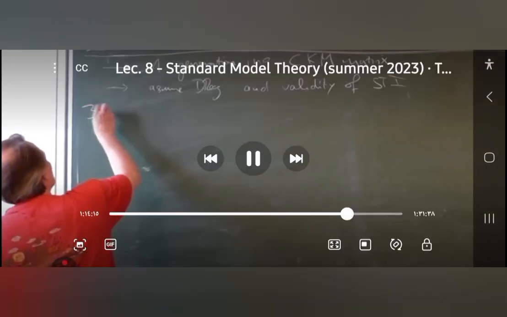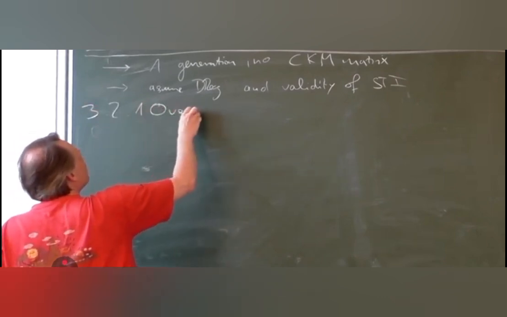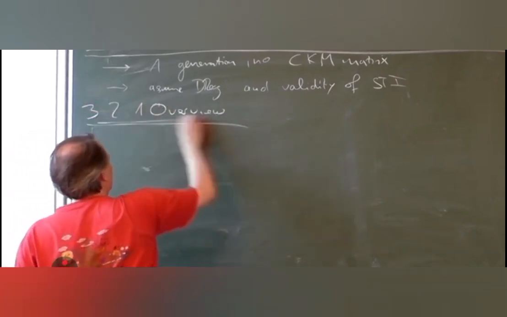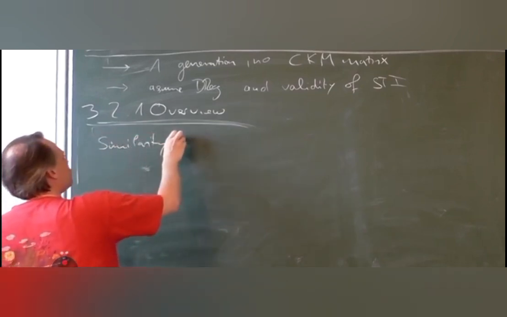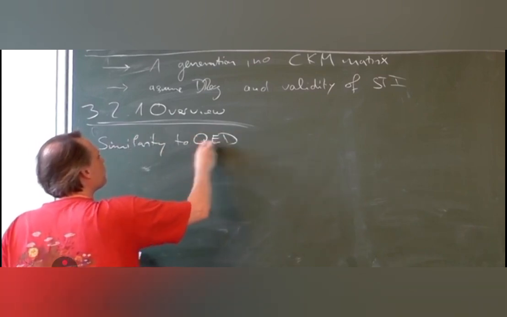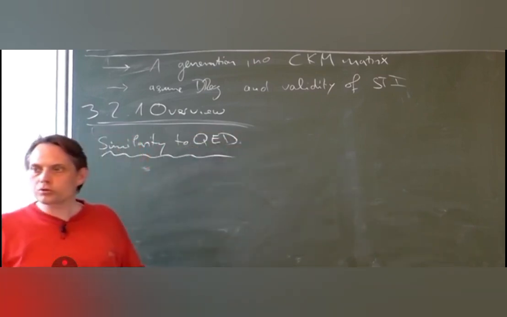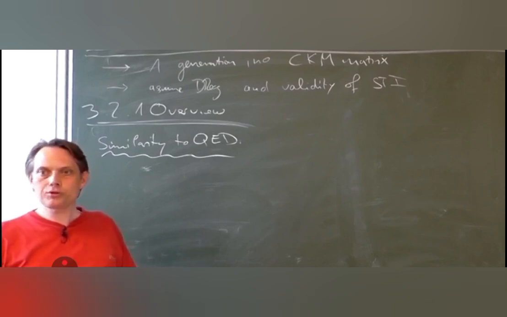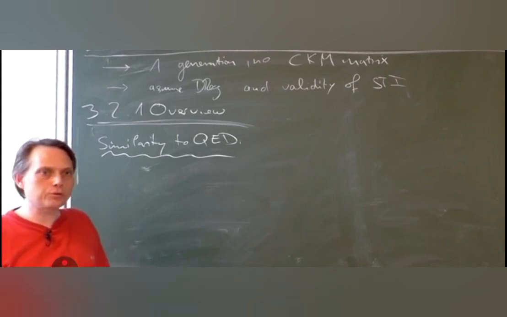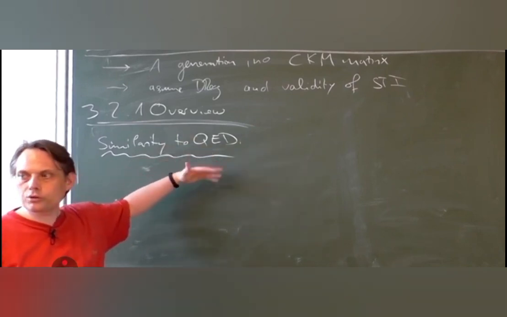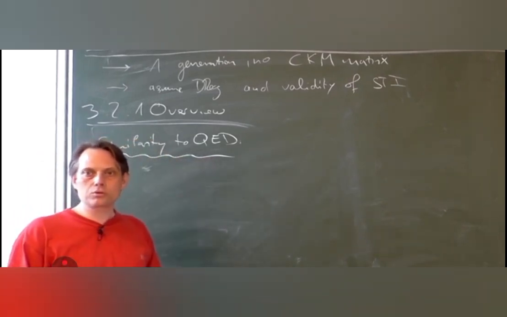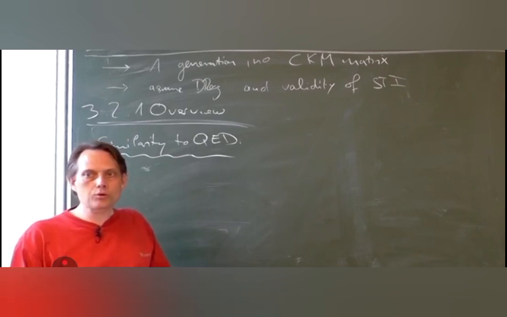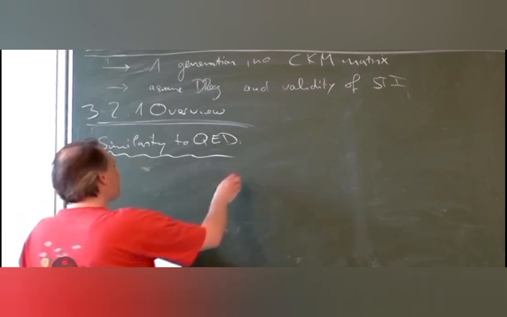Here, let me start with an overview. So first of all, there is a similarity to QED. By the way, there is essentially no similarity to QCD, and I think in this lecture you have already discussed the renormalization of QCD, which is really not analogous to the renormalization of QED and not analogous to the renormalization of the electroweak standard model, because there we can only usefully use the MS bar scheme, but there is no useful on-shell scheme. But here there is, and so there are physical parameters.